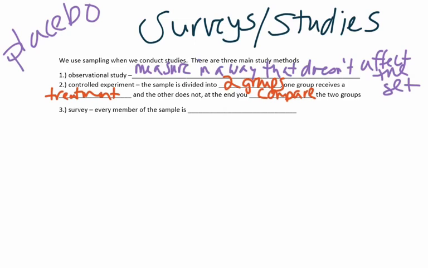And the third one is a survey. And a survey is just every member in the sample is asked questions. And that opens up whole new opportunities for bias, because you can ask good questions or bad questions or rigged questions.